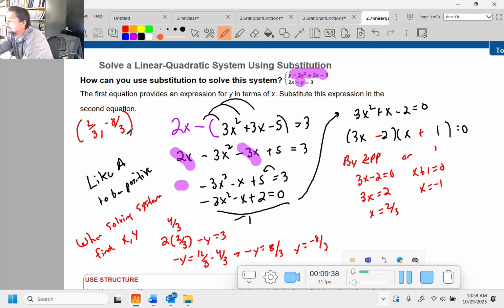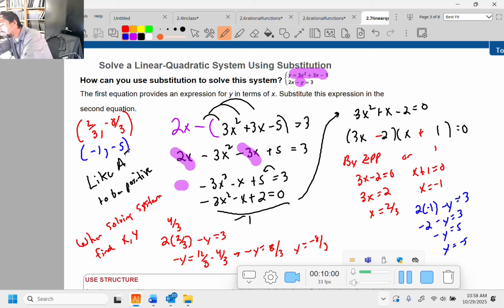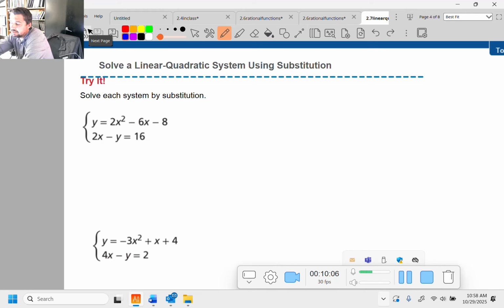All right. Plugging in the negative 1 will be easier. Everywhere you see an x, you're going to put a negative 1. So twice a negative 1. Again, I'm looking at this line. Minus a y is 3. That's negative 2 minus y is 3. Add 2 to both sides. Y is 5. So y is negative 5. And this gives us the other ordered pair, negative 1, negative 5. Ta-da! It ain't that bad. Although don't make sign mistakes.